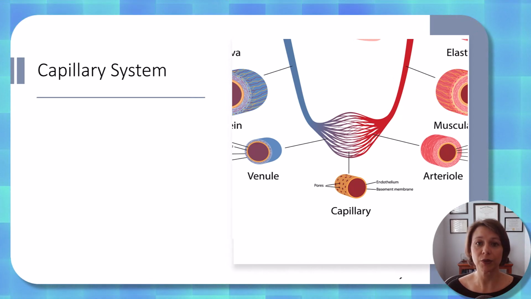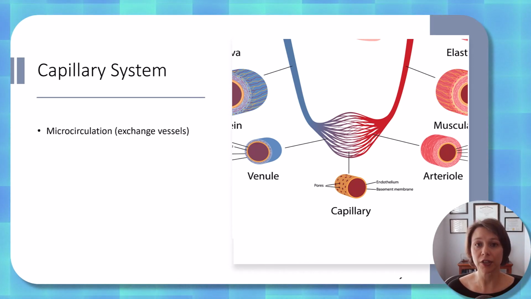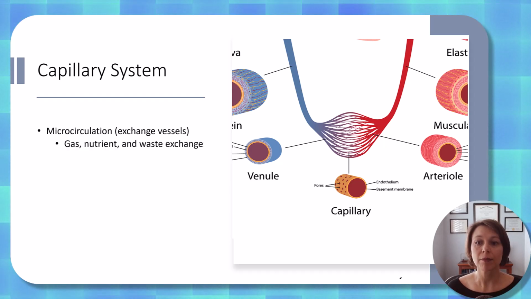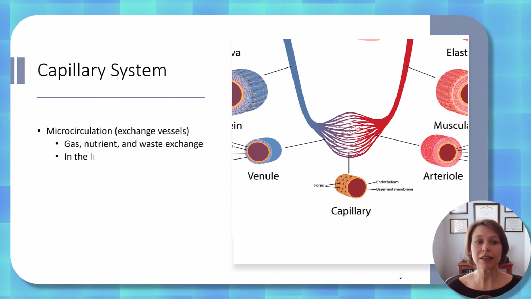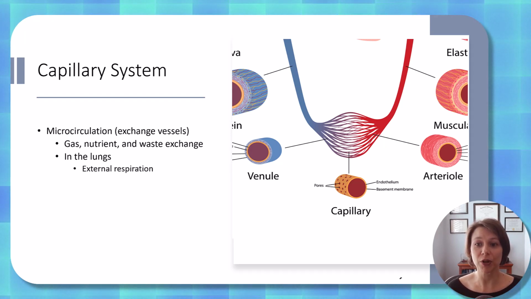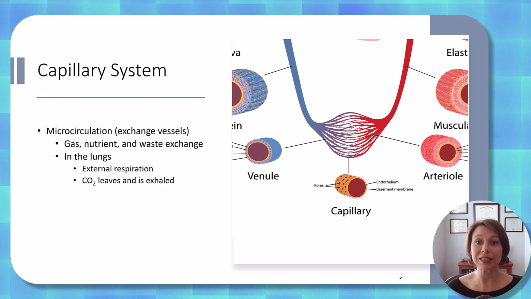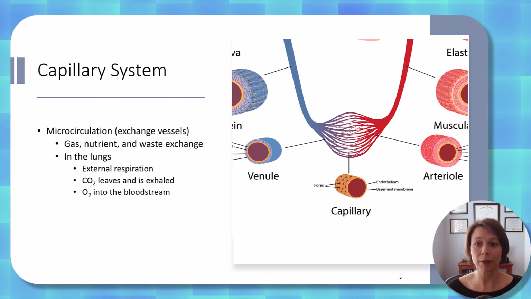Now we can move into the capillary system. The capillary system is the microcirculation or the exchange vessels. That's where gas, nutrient, and waste exchange takes place. In the lungs, what is that called? It's called external respiration. This is where CO2 is leaving the bloodstream into the lungs where it can be exhaled and oxygen is coming into the bloodstream.